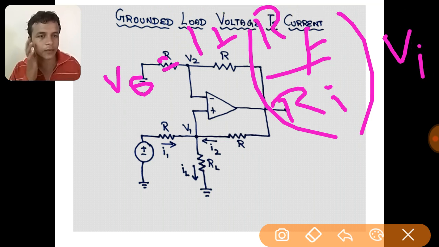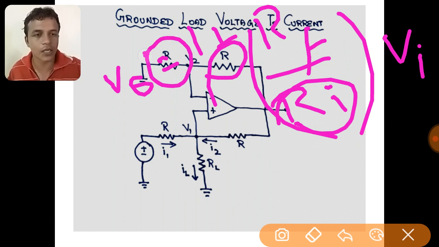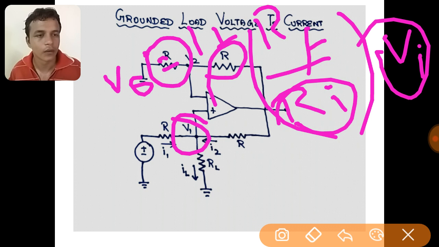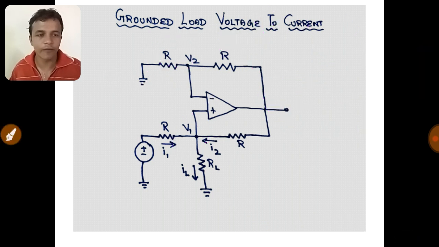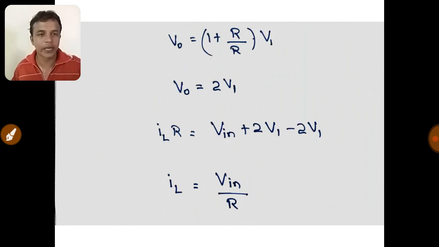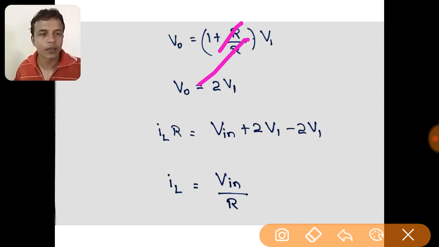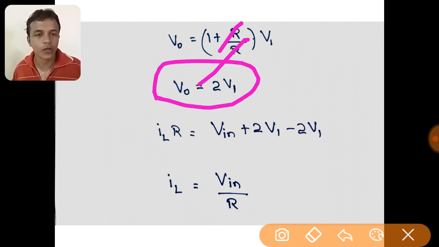RF is the feedback resistor. Instead of feedback resistor RF, we have R here, right? And RI is the input resistor. Instead of RI, here also we have the same resistor R. Then VI is the input voltage. Instead of VI, we have V1. Now we shall replace RF, RI and VI by R and V1 respectively. So we will be getting V0 as 1 plus R divided by R into V1, and R divided by R is 1, 1 plus 1 is equal to 2, so V0 equals 2 into V1.